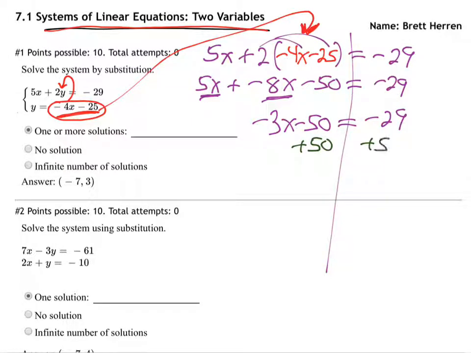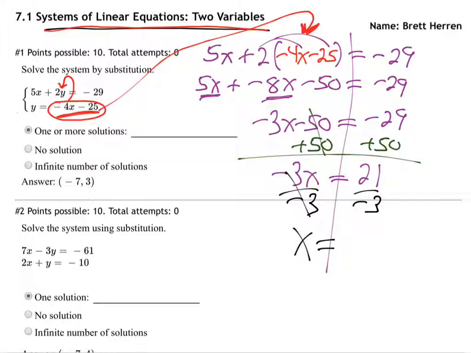So add 50 to both sides, and we get negative 3x is, what is that, 21? And then divide by negative 3, x is negative 7. So we got x, it's negative 7.